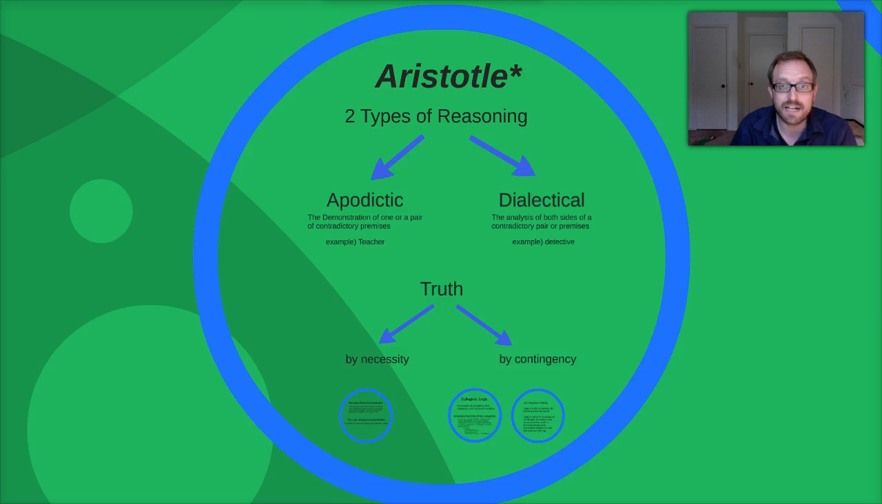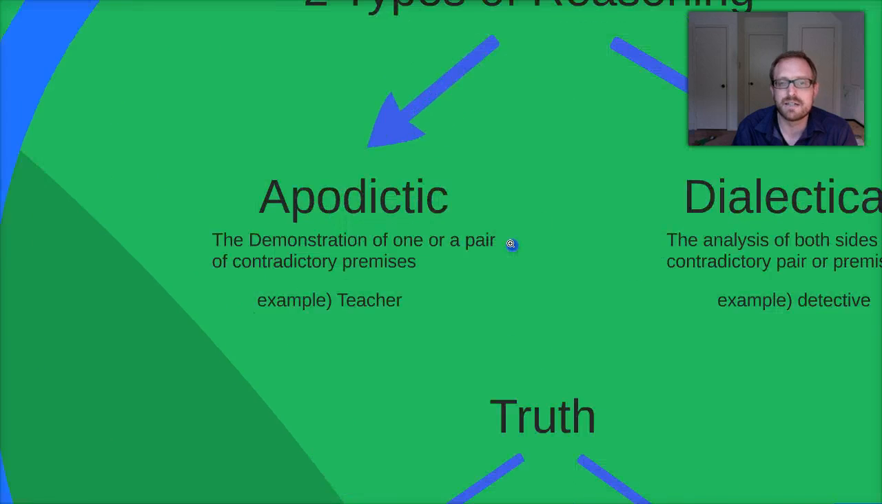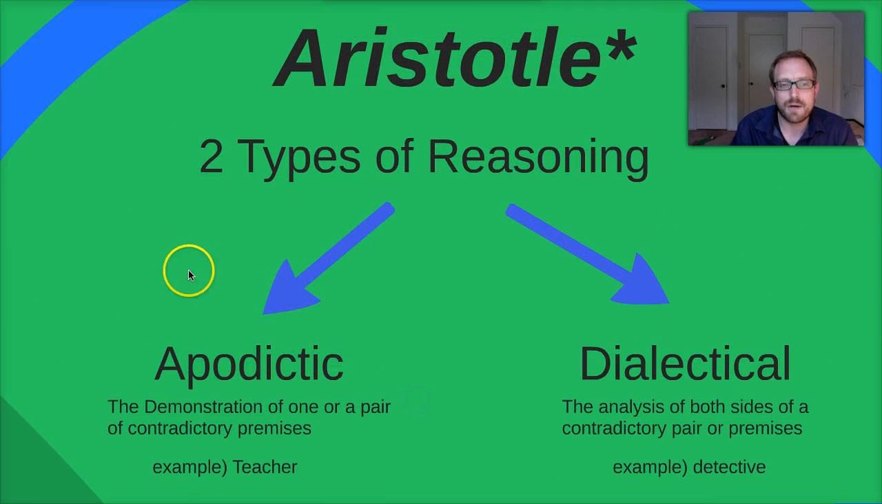I'm not going to review categorical logic because you can watch the categorical logic videos to do that. But we can start by saying that Aristotle first distinguishes two types of reasoning. Let me zoom up here. On the one hand, we have apodictic reasoning.